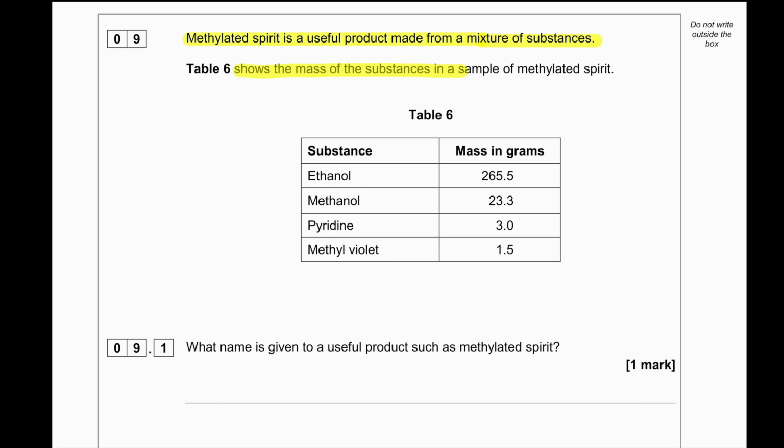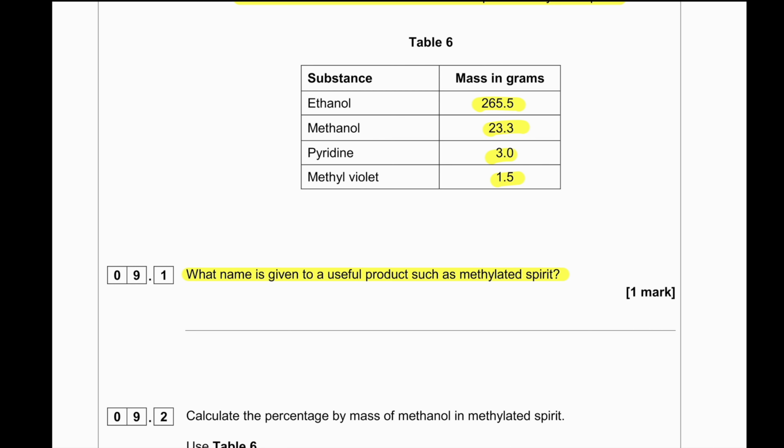Methylated spirit is a useful product made from a mixture of substances. Table 6 shows the mass of substances in a sample of methylated spirit: ethanol 265.5, methanol 23.3, pyridine 3, methyl violet 1.5. What name is given to a useful product such as methylated spirit? When we produce something like this that has a formulation, where we add substances in certain proportions, we call it a formulation.